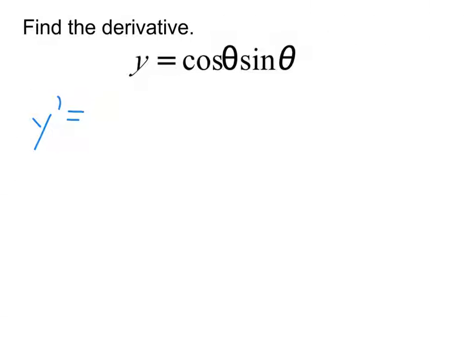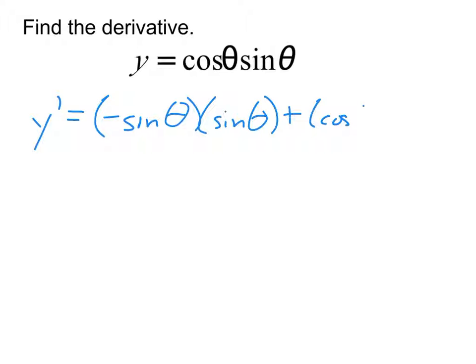First up, I'm going to do the derivative of cosine of theta. And the derivative of cosine is negative sine. So that's going to be negative sine theta times sine theta. So that's the derivative of the first part times the second part left as it was. All right, then it's plus. Now I do the derivative of the other one. So the cosine of theta is going to stay cosine of theta. And I do the derivative of sine theta, which is also cosine theta.